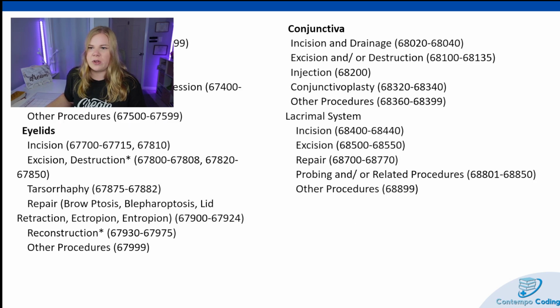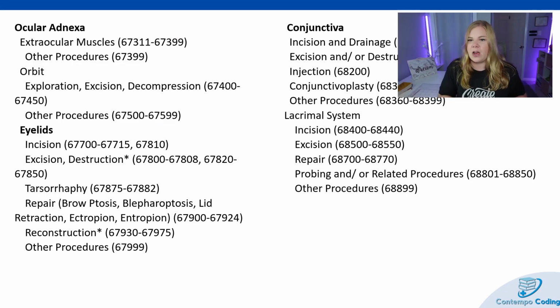Next of the eye, we have our procedures of the ocular adnexa. Extraocular muscles, that contains the strabismus surgery. So strabismus is when the eyes are crossed. And then we have those procedures there, the extraocular muscles, exploration, excision, decompression, other procedures, eyelids, so incision, excision, destruction. Tarsorrhaphy is a surgical procedure in which the eyelids are sutured together to protect the cornea. And then we have the repair, so that includes things like an eyebrow lift and an eyelid lift. Then we have retraction, ectropion, and entropion reconstruction, other procedures.